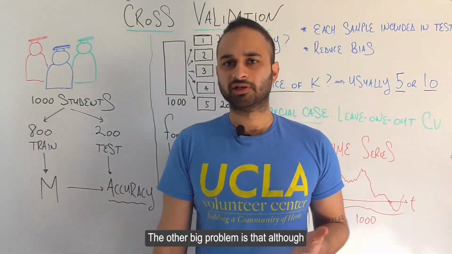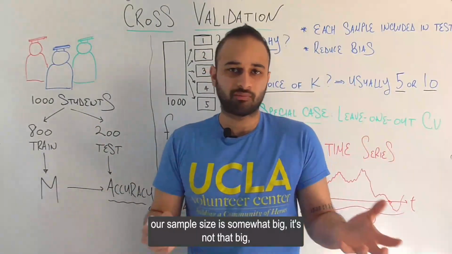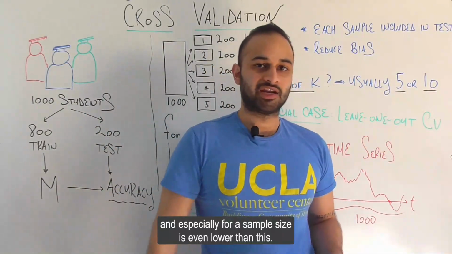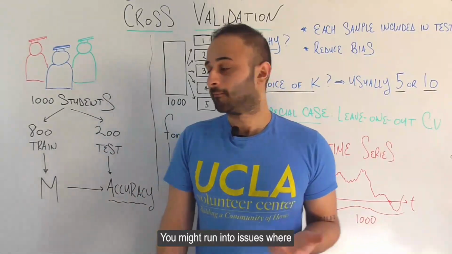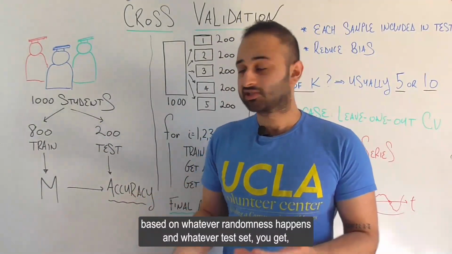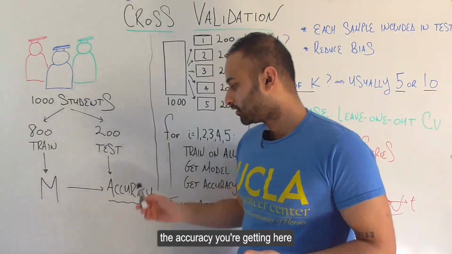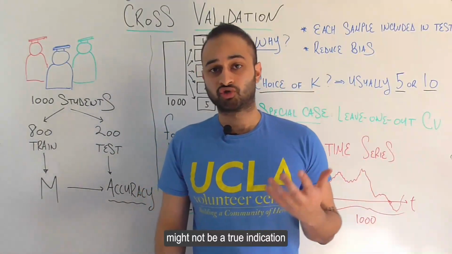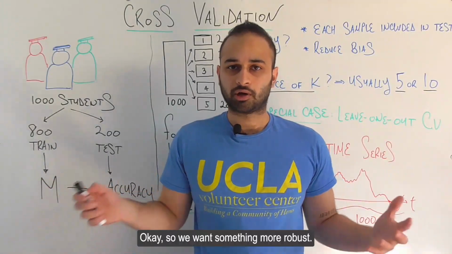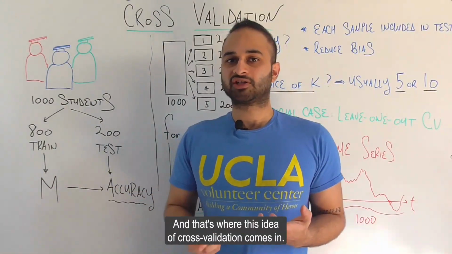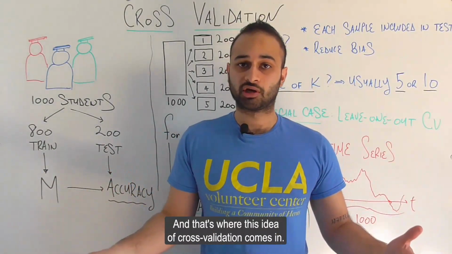The other big problem is that although our sample size is somewhat big, it's not that big, and especially for sample sizes even lower than this, you might run into issues where, based on whatever randomness happens and whatever test set you get, the accuracy you're getting here might not be a true indication of the accuracy for the overall population. Okay, so we want something more robust, and that's where this idea of cross-validation comes in.